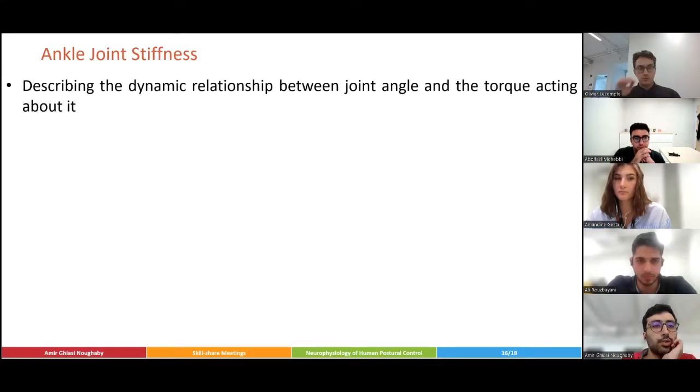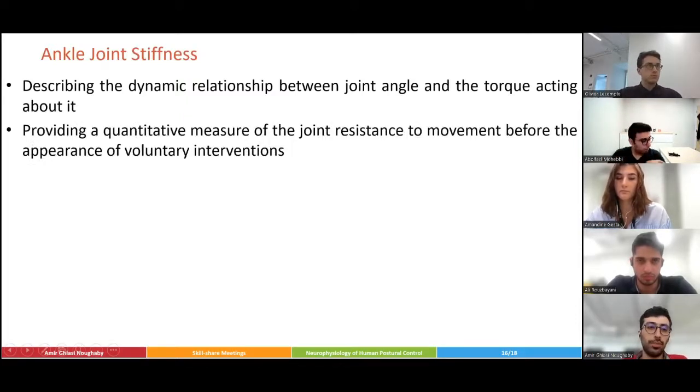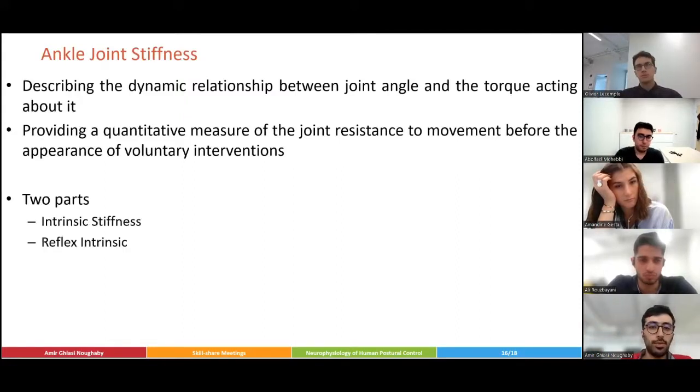For the ankle joint, we know that there is a dynamic relation between the joint angle and the torque acting about it. And the stiffness of the ankle joint provides a measure of the resistance of the joint to motion before the voluntary intervention appears. And we know that it has two parts, intrinsic stiffness and reflex stiffness.